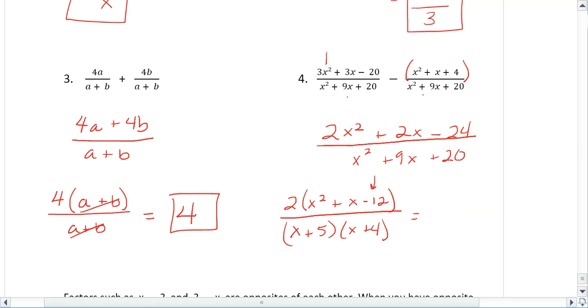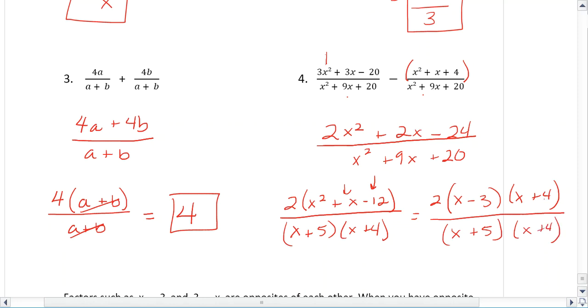So now let's look at this numerator. What could multiply to negative 12 but add to positive 1? And I'm seeing a 3 and a 4. So if the 3 is negative and the 4 is positive, we will have our positive 1. So it looks like I'm glad we pursued this. We do have some canceling we could do. Both top and bottom have an x plus 4 term, and so I don't have room to write it again. There's your simplified answer.